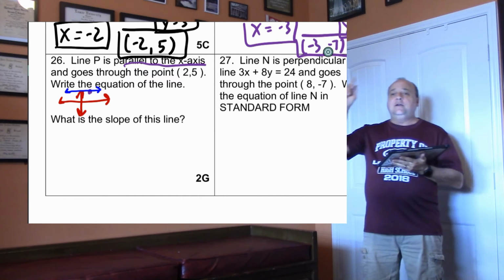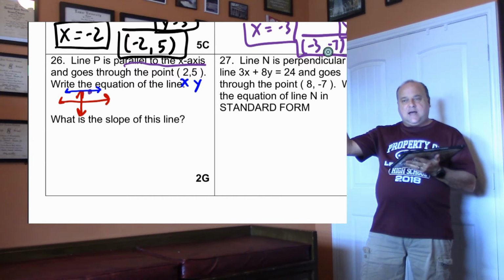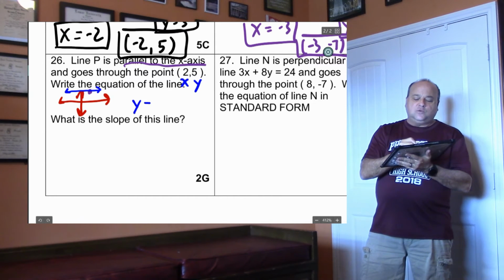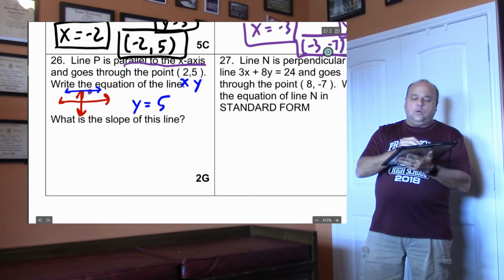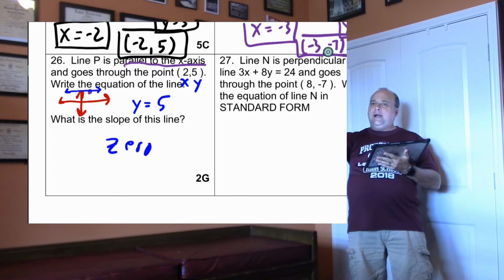So that blue line goes to the y-axis. This is my x, this is my y. The y is 5 in it. So the equation of the line is y equals 5, and a y equal line has a 0 slope. So draw a picture of that, write down the slope.